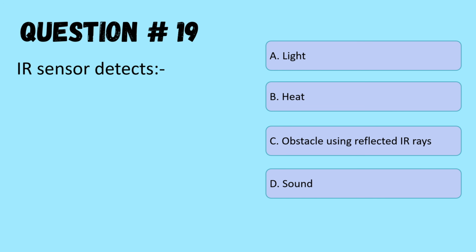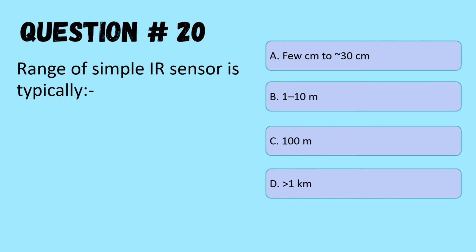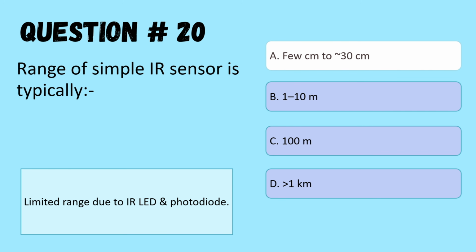Next question is: IR sensor detects? Options are light, heat, obstacle using reflected IR rays, or sound. So the correct option is option C, obstacle using reflected IR rays. So we are moving to the next question. Next question is: range of simple IR sensor is typically from a few centimeter to 30 centimeter, 1 to 10 meter, 100 meter, or greater than 1 kilometer. So the correct option is option A, few centimeter to 30 centimeter. So we are moving to the next question.